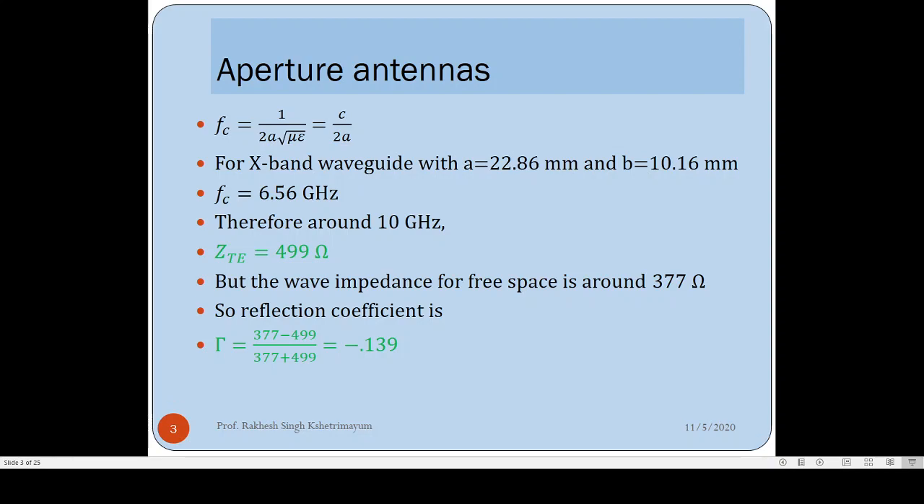Now, in the previous formula for the wave impedance for dominant TE10 mode, you can plug in this value of cutoff frequency and assume that your waveguide is operating around 10 GHz. You want to send a signal around 10 GHz. What is the wave impedance? If you calculate it, when the waveguide is operating at 10 GHz with a cutoff frequency of 6.56 GHz, the wave impedance for the dominant TE10 mode is around 499 ohm.